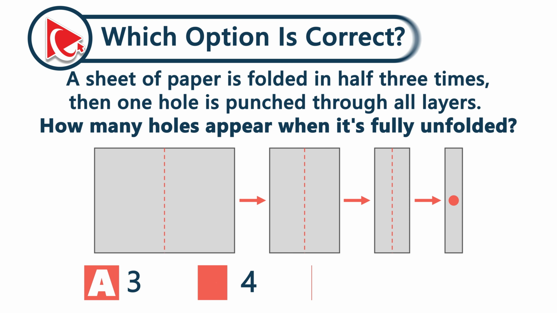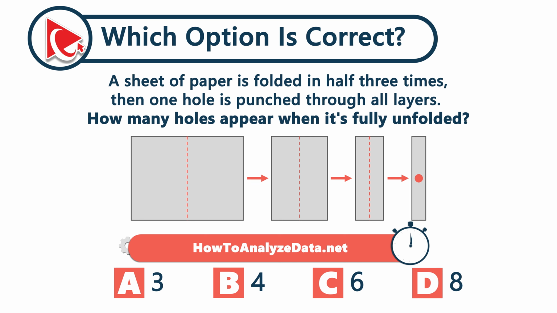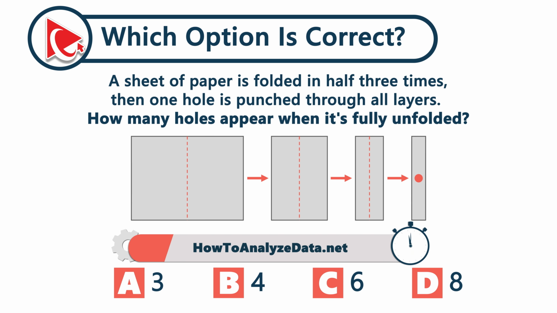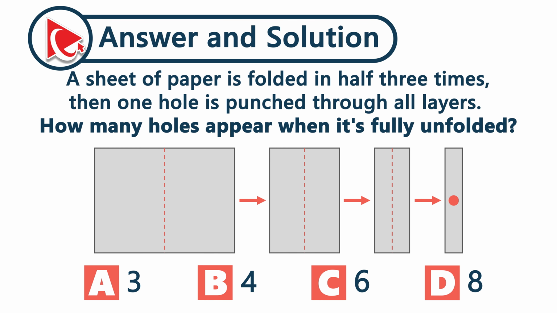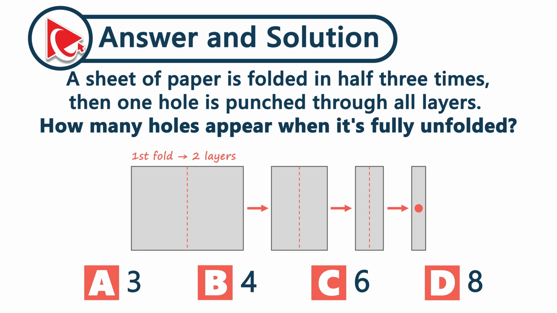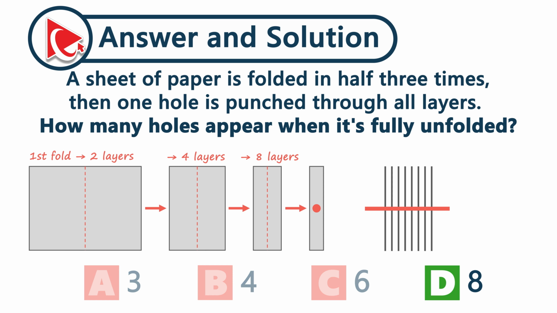A sheet of paper is folded in half 3 times. Then one hole is punched through all the layers. How many holes will appear when it's fully unfolded? Each fold doubles the layer. Picture the folds. 1 becomes 2 after the first fold. 2 becomes 4. Can you guess what 4 becomes? Now imagine hole punching through every layer. 1 punch equals 8 visible holes when unfolded, and the correct answer is choice D, 8.